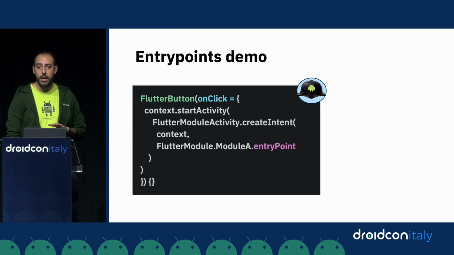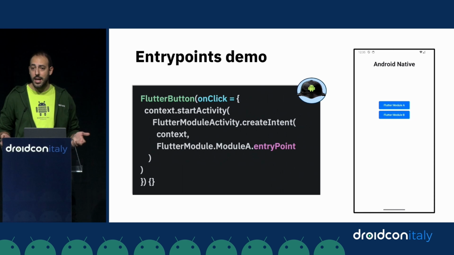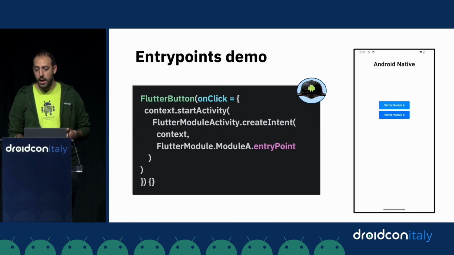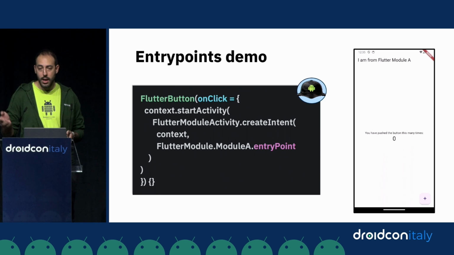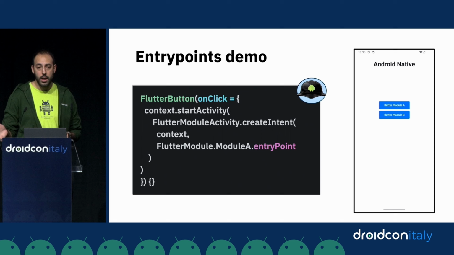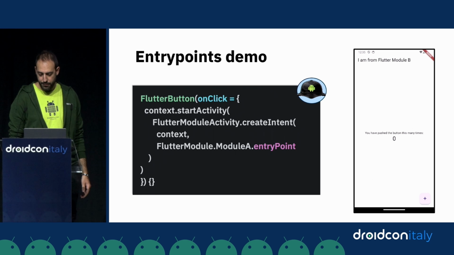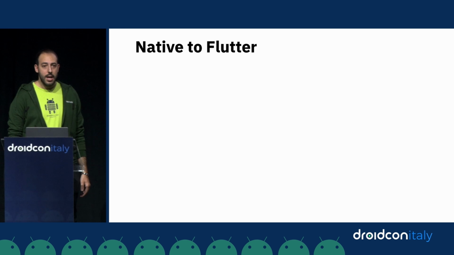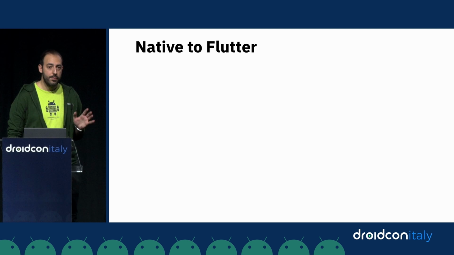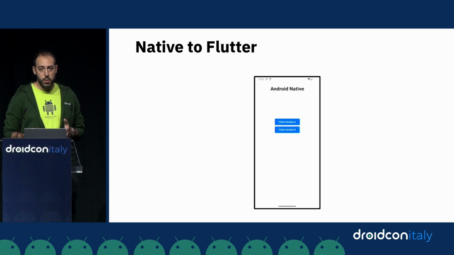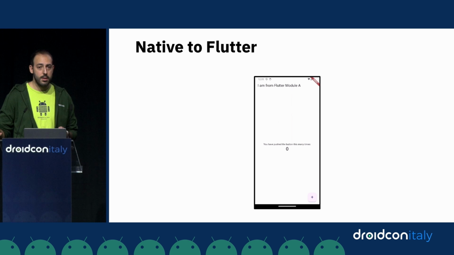At this point, we can just call our Flutter module activity with the entry point that we want to render, and it's done. Okay, so we click on Flutter module A, and we have a Flutter module A. We click on Flutter module B, and we have a Flutter module B. Easy. In this case, we have done the first step, which is the communication with the entry point. So we have two modules that we are running.